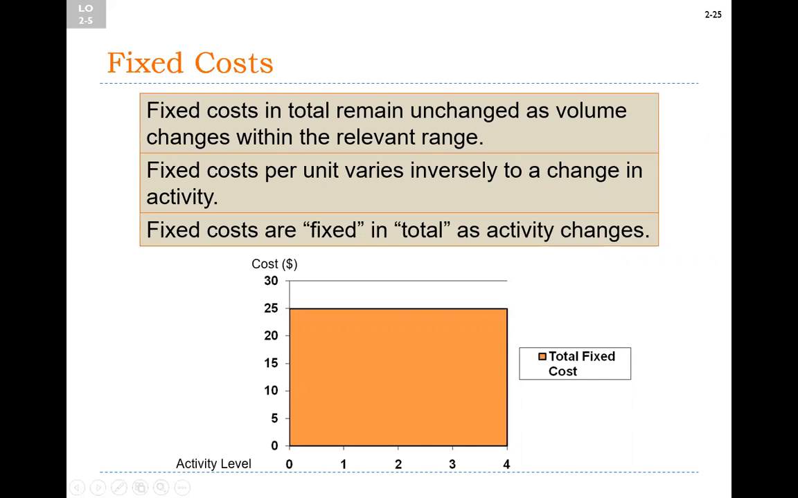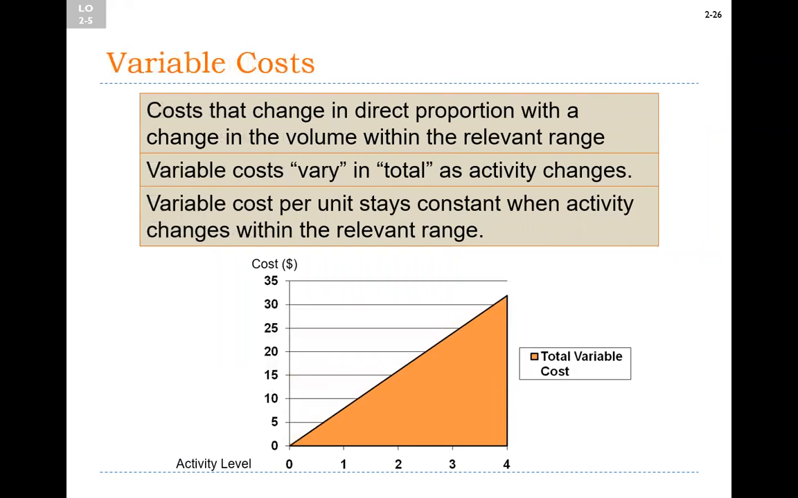Now, the fixed cost per unit will change. So if we think about cost per day, the cost per day will vary inversely in terms of the level of activity. So when the activity goes up, the cost per day will go down. But in total, it does remain the same. A variable cost will increase with the level of activity, or it decreases with the level of activity. The change is in direct proportion.